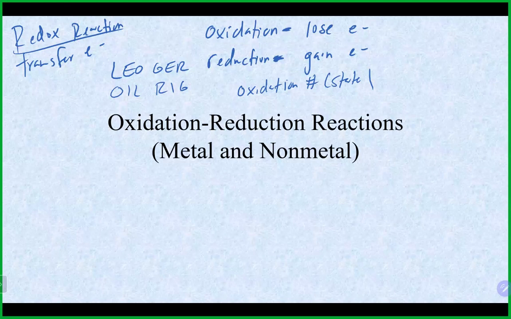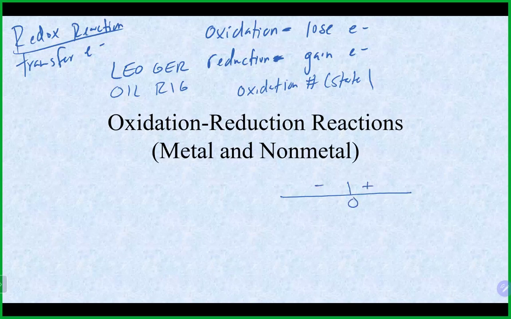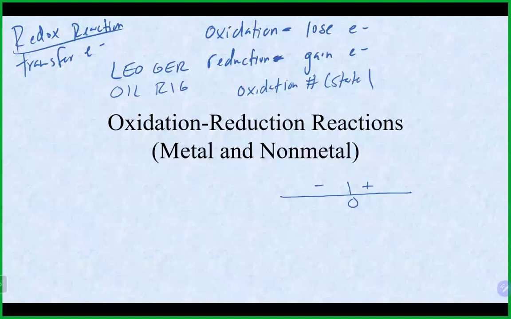You can figure out who's being oxidized or reduced by using a very simple number line. On a number line, to the right of zero is usually positive numbers. To the left of zero, there's negative numbers. Now, when I lose electrons and go through oxidation, will I become more positive or more negative? What do you think? 50-50 shot. If I lose electrons, we're going to become more positive, right? Because we have more protons than electrons at that point. So we're going to become more positive.